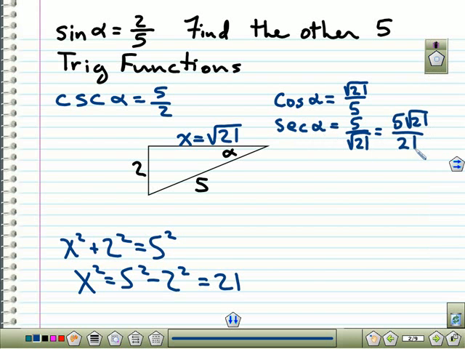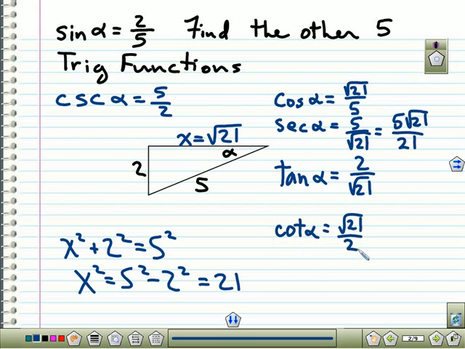So now we've got sine, cosine, we've got cosecant, secant. What's left? We need to get tangent. Tangent of alpha, what's that going to be? Opposite over adjacent. So that's 2 over the square root of 21. And now, if that's the case, what is cotangent? Square root of 21 over 2. And that's it. And of course, we can rationalize the denominator here and get 2 square roots of 21 over 21. Any questions about that?